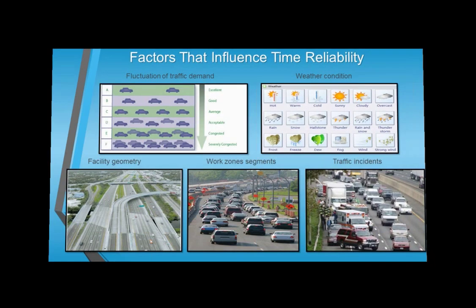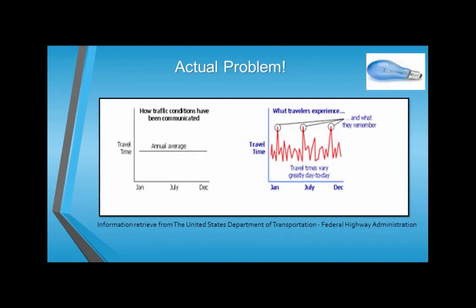Well, what is the actual problem? Why do we need travel time reliability? Let me start by saying that traffic congestion is in our daily life, and drivers right now are getting used to it. Even though we don't like it, we are getting used to it, and we're planning for that delay. But what bothers drivers the most is the unexpected congestion.